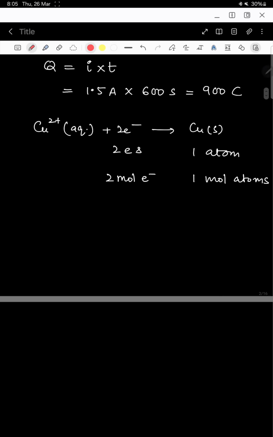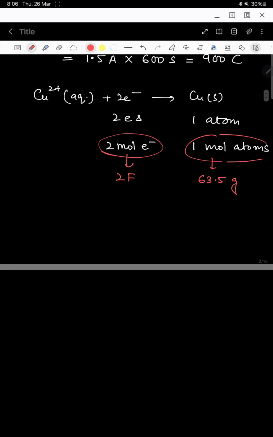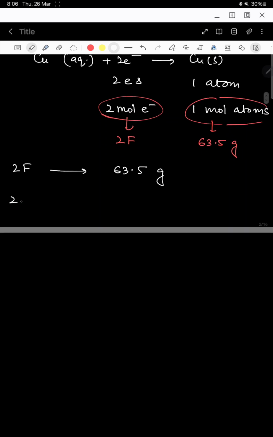Now the charge on 2 mole electrons will be 2 Faradays, because the charge on 1 mole electron is called 1 Faraday. So for 2 mole electrons it will be 2 Faradays, and the mass of 1 mole copper will be its atomic mass, that is 63.5 gram, right? So 2 Faradays of electricity can produce 63.5 gram of copper. So 2 Faradays, 2 into 96500 coulombs.